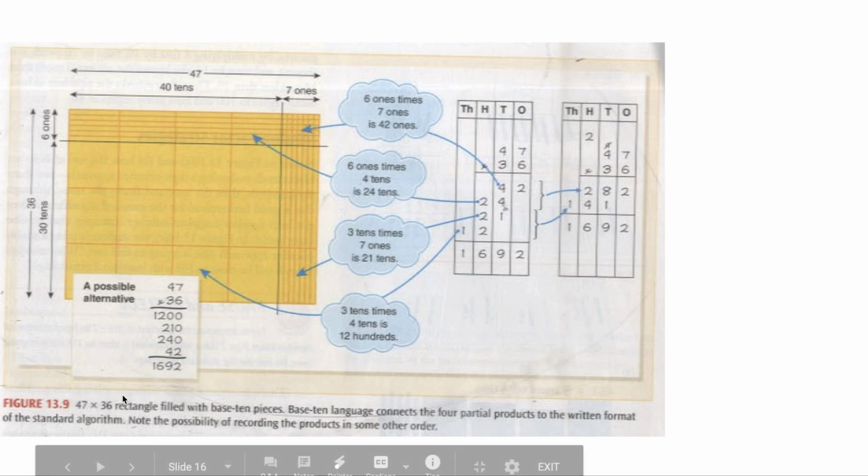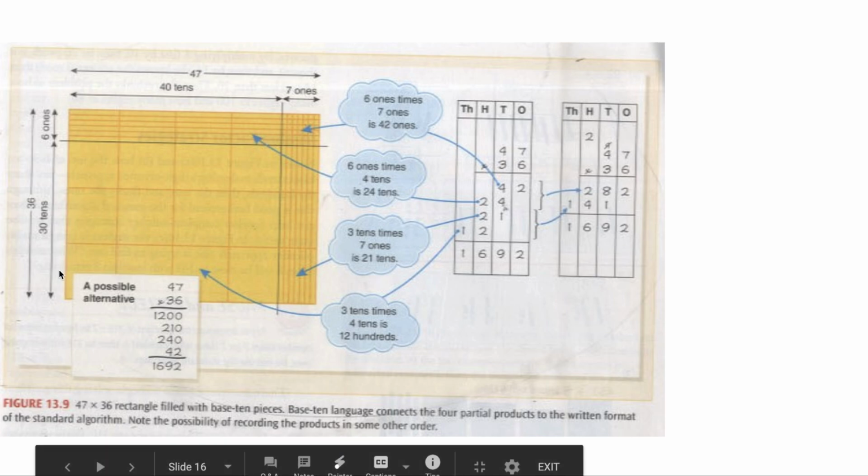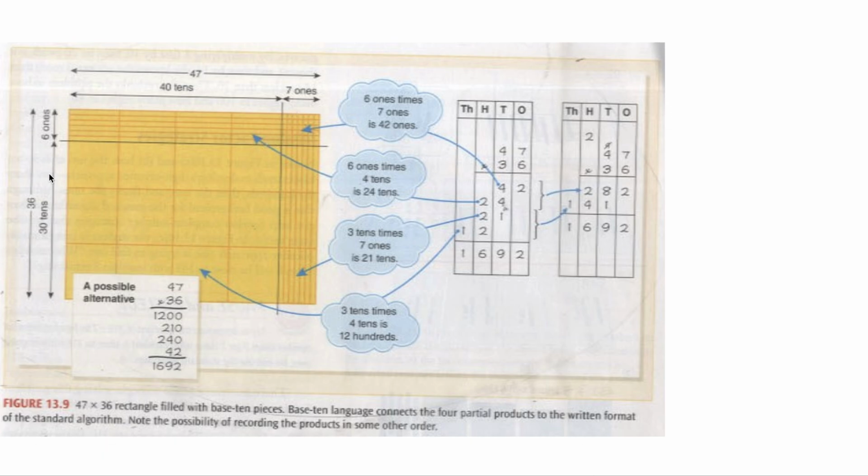Here's another thing that I want to mention. We talked about the area model. This is very, very similar to the area model. So it is the area model, but using base 10 blocks. 36 times 47 can be written as 3 tens and 6 ones, 4 tens and 7 ones, right?